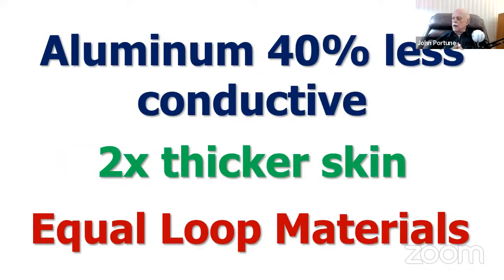And you may be thinking, oh, but copper's better than aluminum. No, it's not. It has twice as thick a skin. So it's an equally good material to build mag loops out of. Don't think you have to build mag loops out of copper.